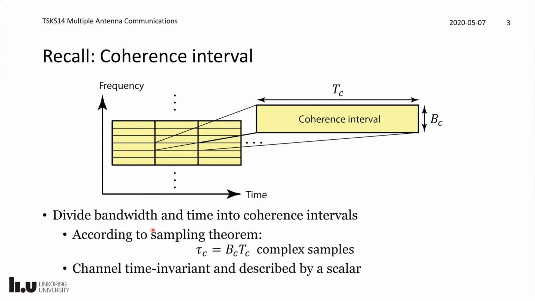And then according to the sampling theorem, we can have BC times TC complex samples within one of these blocks, meaning that a signal is described uniquely with that number of samples. And that is the number of samples in a coherence interval, and we are using these to send the data and also to learn the channels. So everything needs to be happening within one coherence interval, and that is something we should remember.